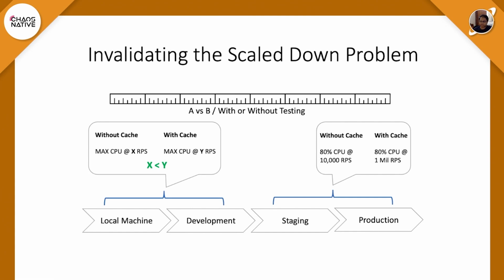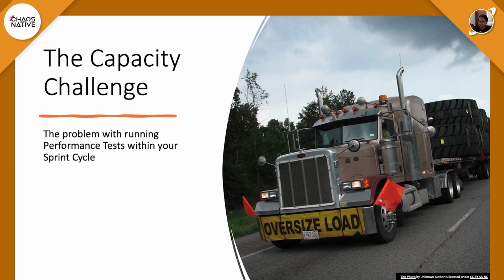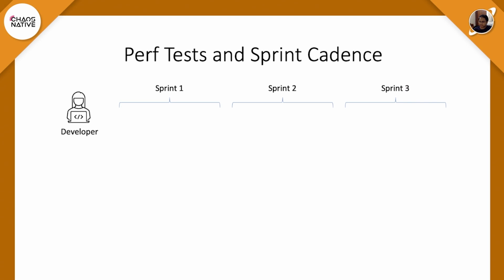Let's get to the next challenge now with shifting left. Now, the problem with trying to run performance tests within your sprint cycle. Take the typical sprint, right? Like the developer starts writing code for feature 1 and she's done with it. And based on what we've already spoken, we know that performance testing is a time-consuming activity. So we don't want to do it right within the sprint, so it becomes difficult.